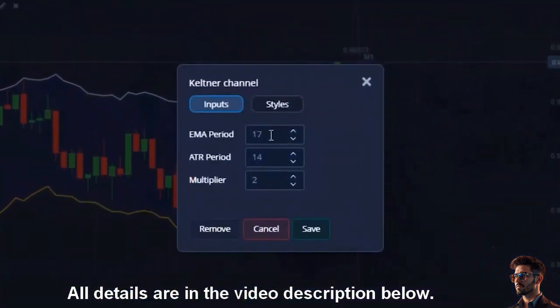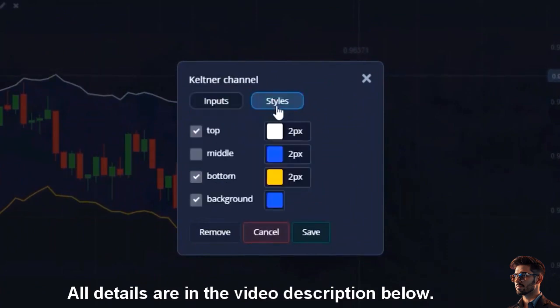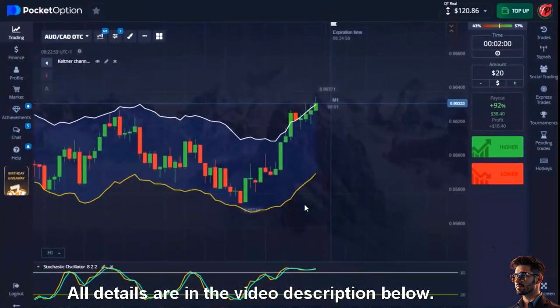On the input, the EMA period here is 17, the ATR period is 14, while the multiplier is 2. On the style part here, make sure I take all my lines to be on 2 pixels. I also change the color here, but also make sure that the middle line of the Keltner Channel is ticked out. Make sure you take it out. So that's pretty much all you have to do. When you're done, you hit save.